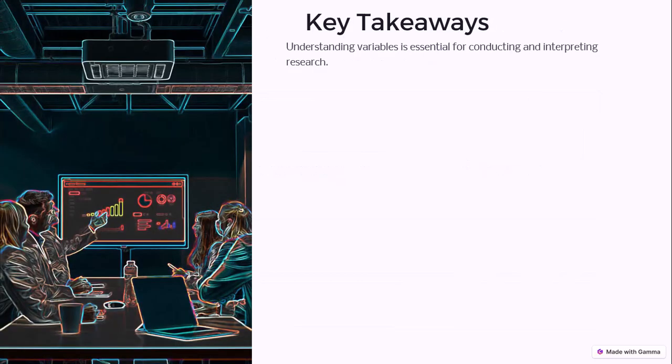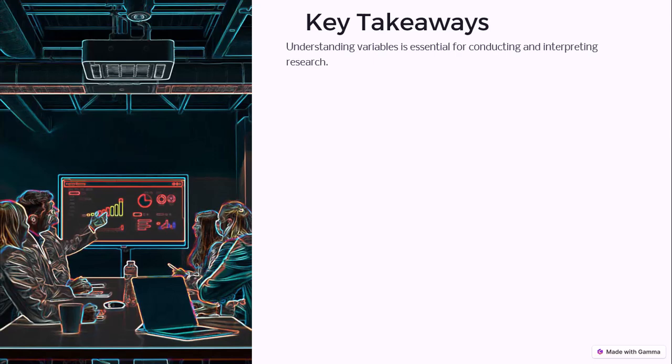Now what are the takeaways in this lesson for today? We try to understand that variables are essential in conducting and interpreting research, and the main thing here is to understand the types of variables and the forms in which variables exist in research. As we said earlier, variables in nature do not appear as independent or dependent. They are not static, they can be changed. Even continuous variables can be changed into categorical variables depending on the interest of the researcher.